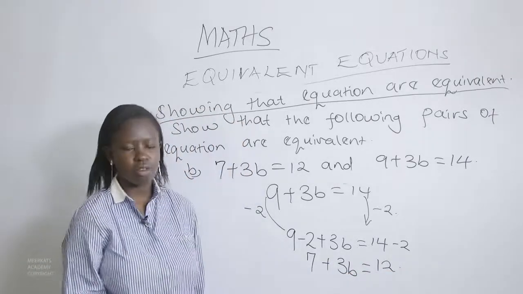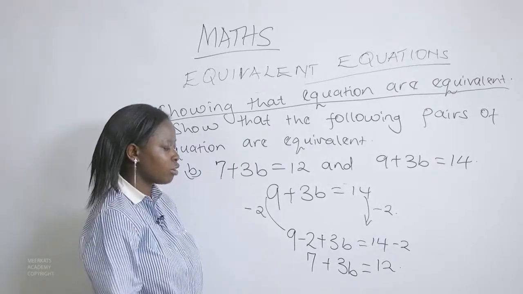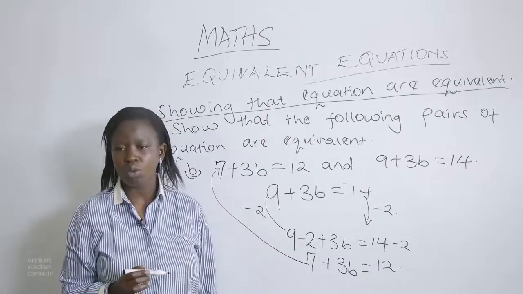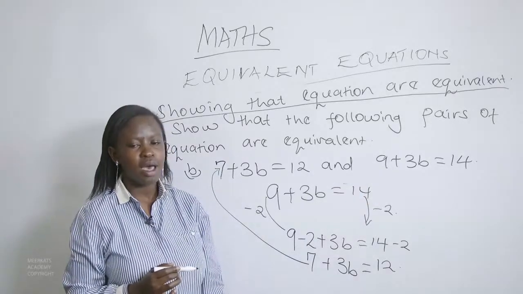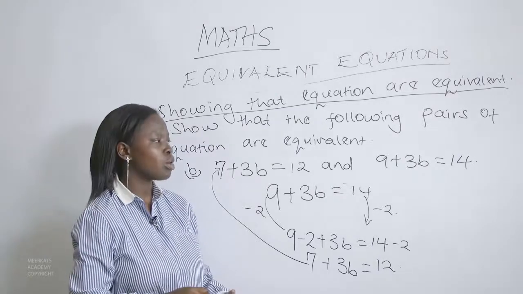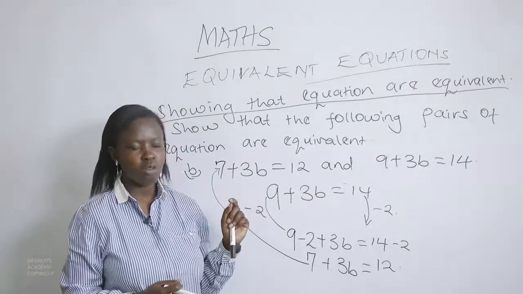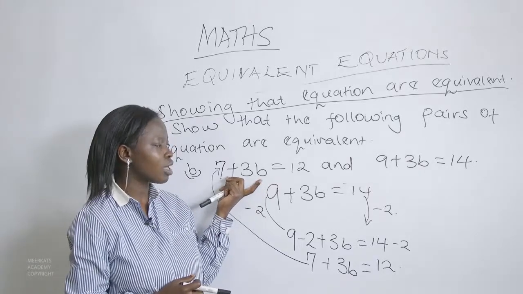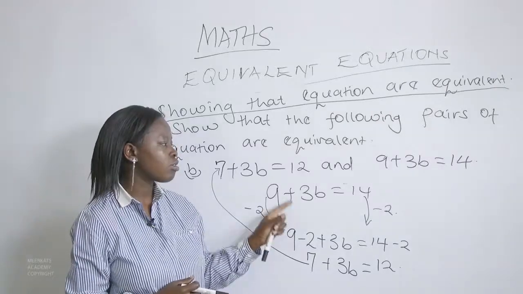So we discovered that when we subtract 2 on both sides, we are getting back the first equation that we have. So since it is possible to subtract a number on both sides and obtain an equation, this means that we obtain a similar equation with whatever we have here.